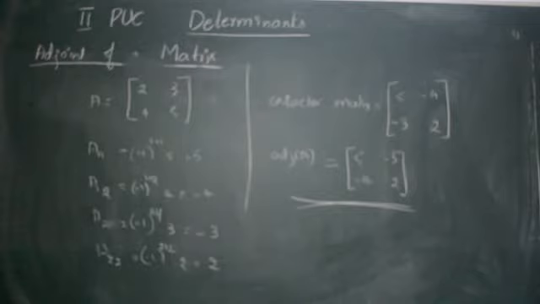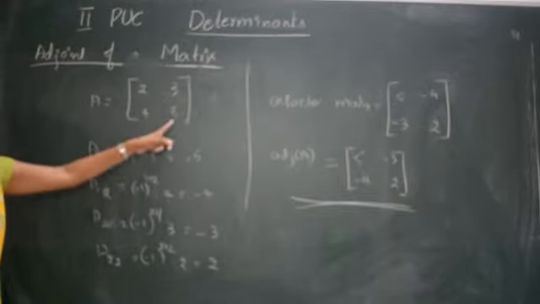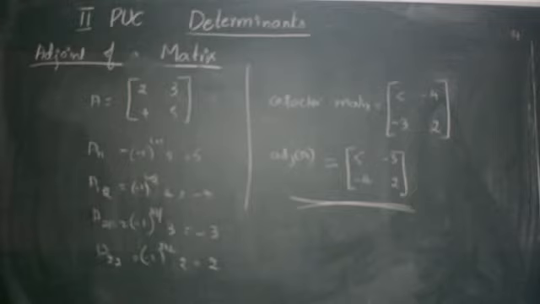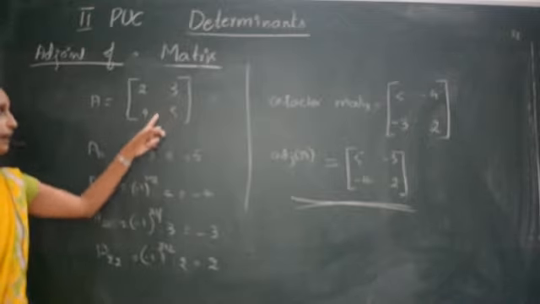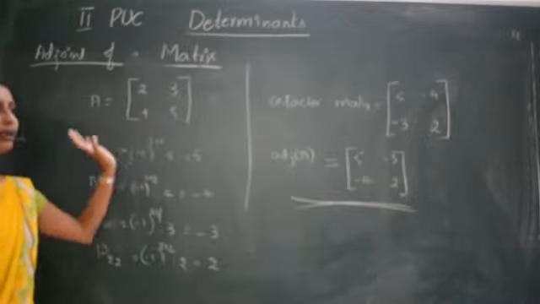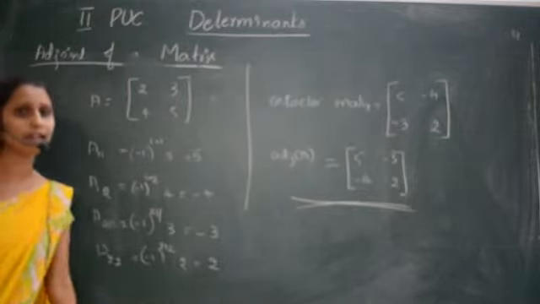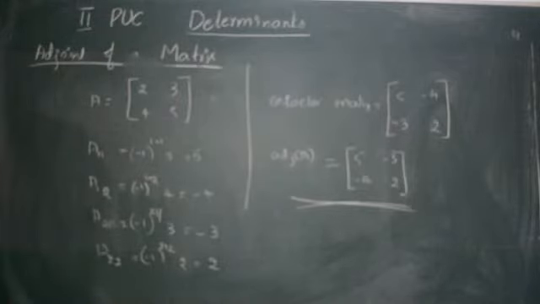So one note you can write: the adjoint of a 2 by 2 matrix can be obtained easily by interchanging A11 and A22 elements, and by changing the sign of A12 and A21. So that is how easily we can find the adjoint of a 2 by 2 matrix.